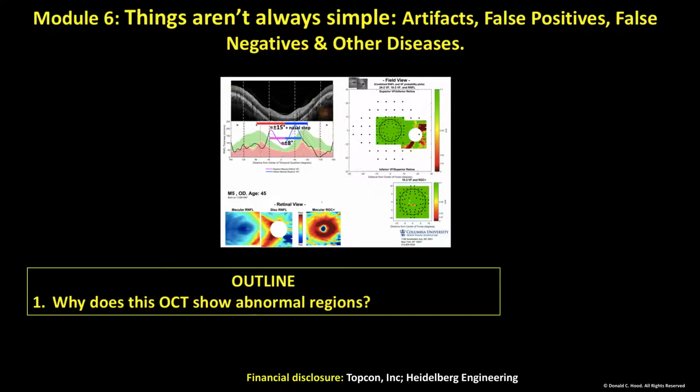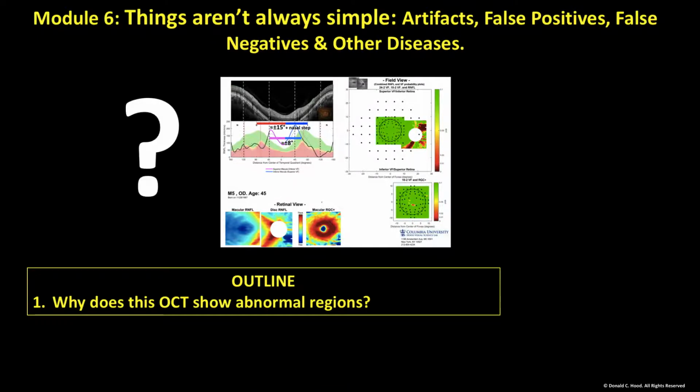There are artifacts, there are false positives, there are false negatives, and other diseases can affect the interpretation of the OCT. So let's start with the image on the screen here. I'm going to ask you, what does this OCT show, or why does this OCT show abnormal regions?